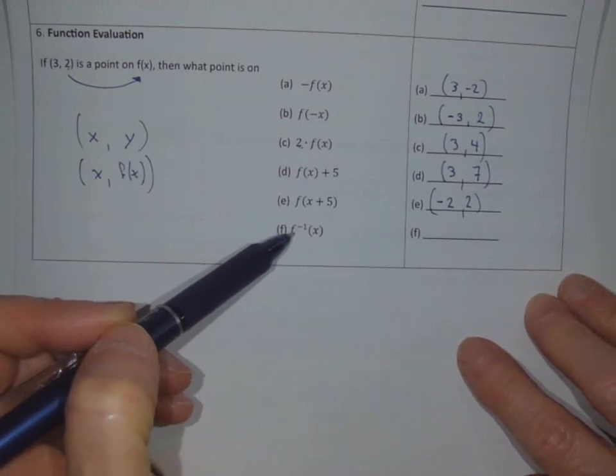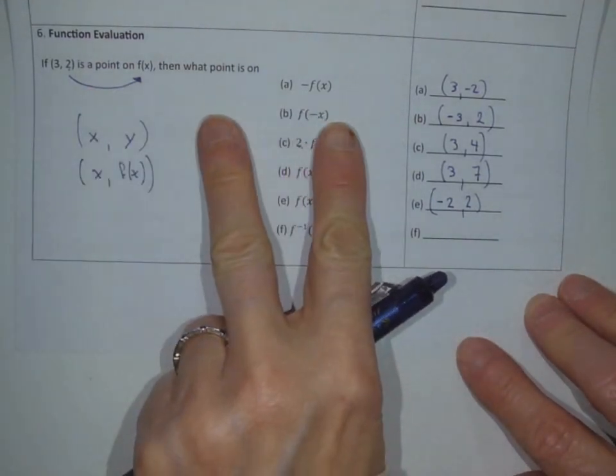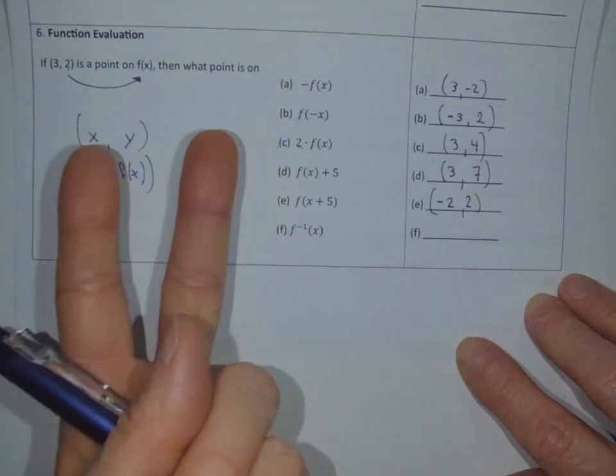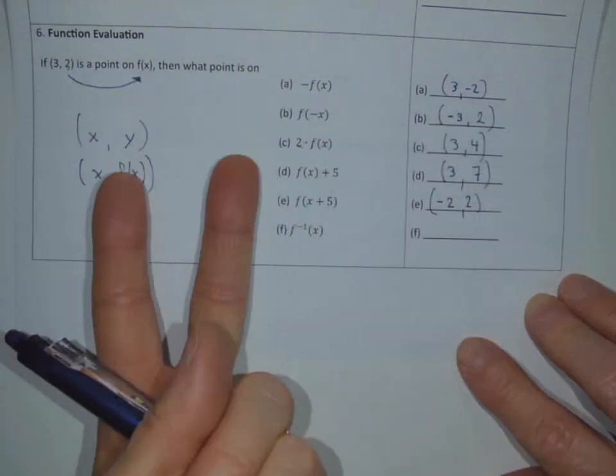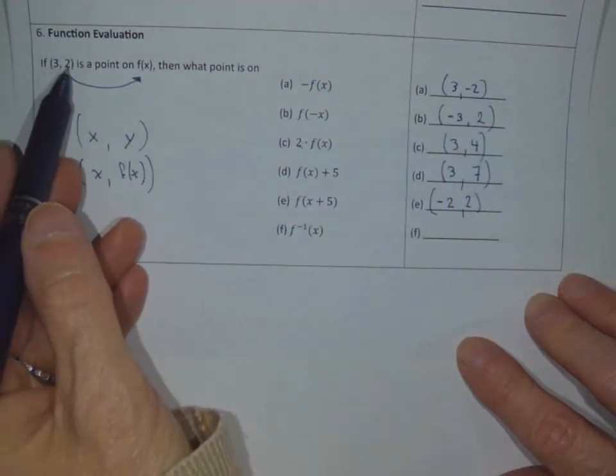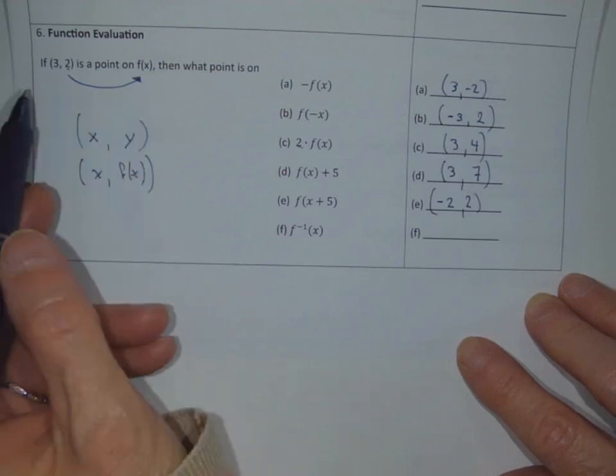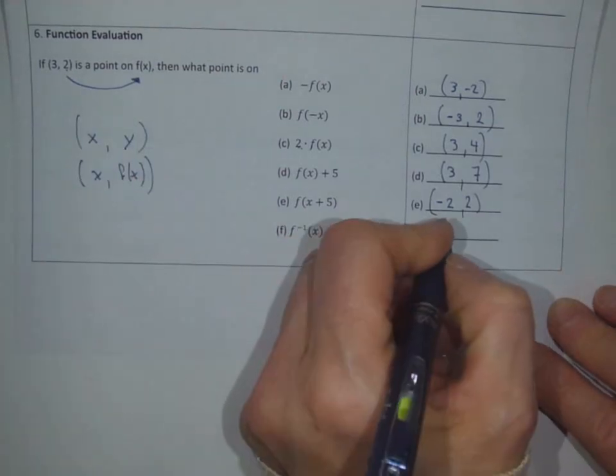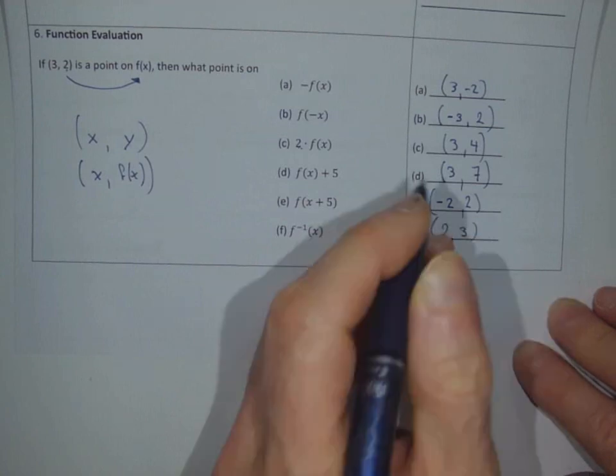Then we need to find the inverse. Now remember, when we find an inverse, we take what we have and we switch x and y. So if I have an x and a y point given to me, I just switch them and that's my inverse. So that will be the point 2, 3. There we go.